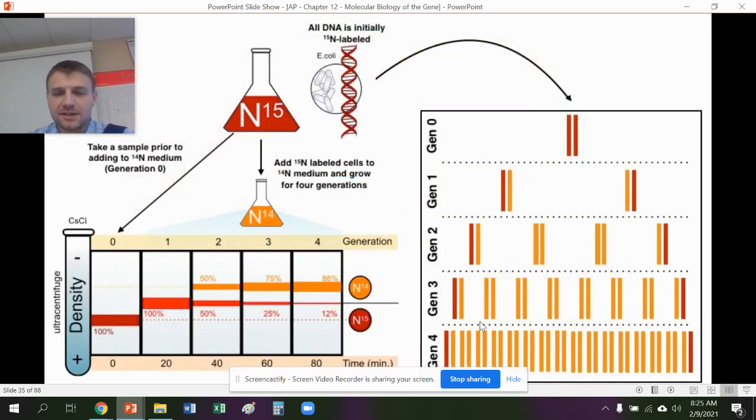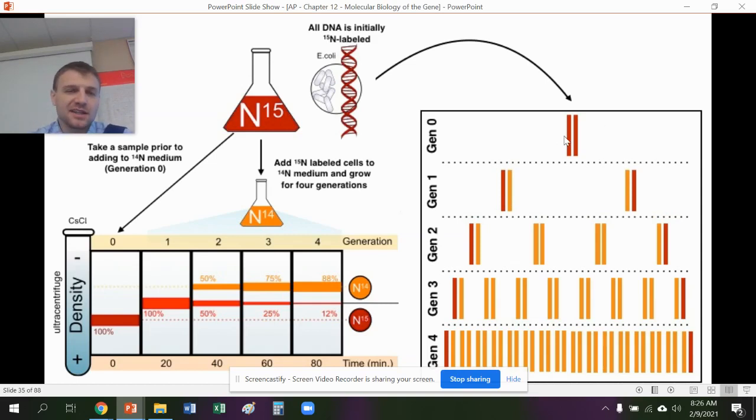And they do this time and time again. You can see this first generation, the second generation here. You're getting less and less of that N14-15, and you're going to get more and more of the N14-14. So basically what this is saying is that DNA replicates semi-conservatively. And I know you're probably thinking, wow, Mr. Fradov, I never knew DNA replicates semi-conservatively, where one side is the template for the other.